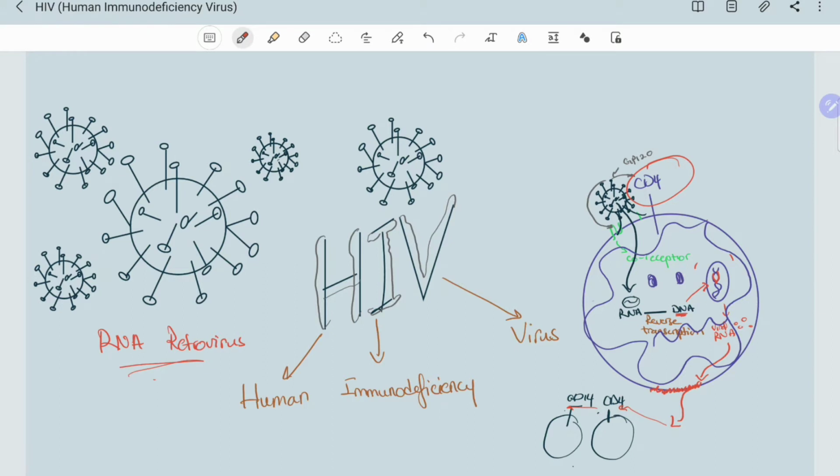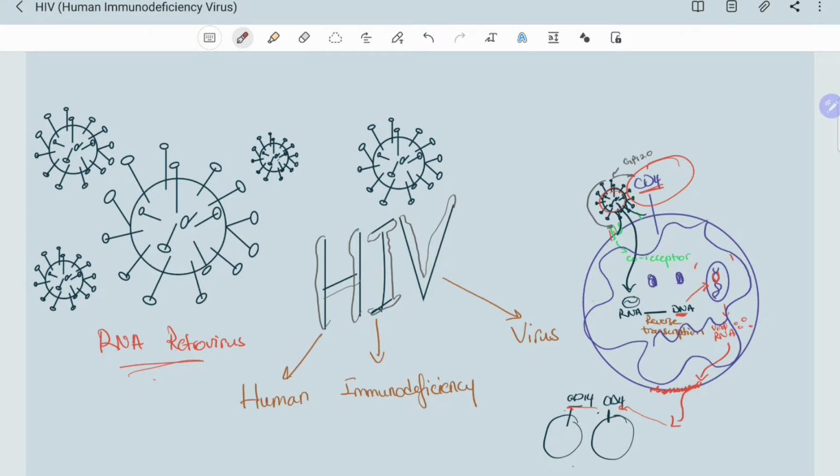CD4 is hijacked by HIV, which uses it to gain access to the cell. So what it needs is the CD4 receptor. So this is the HIV, this one here. It needs the CD4 and a co-receptor here to get access to the cell.